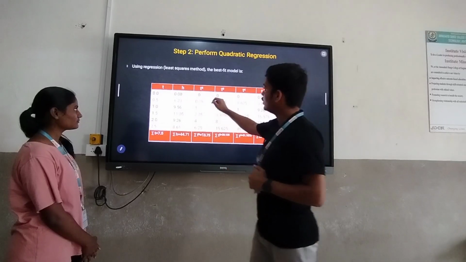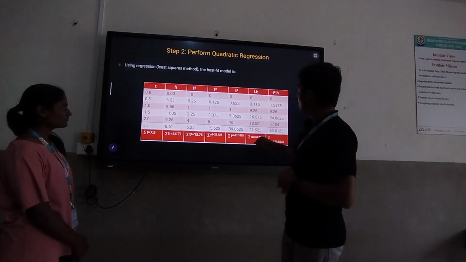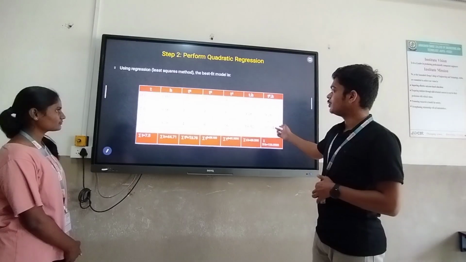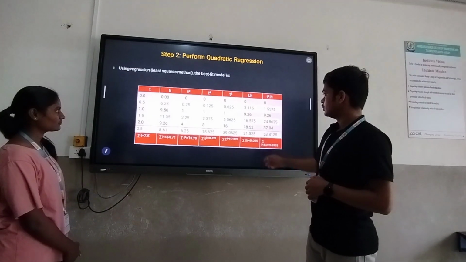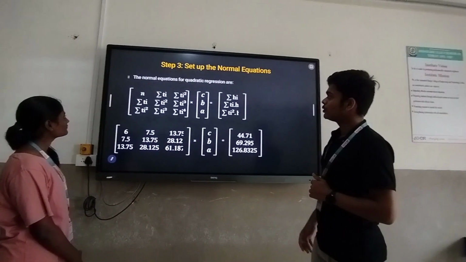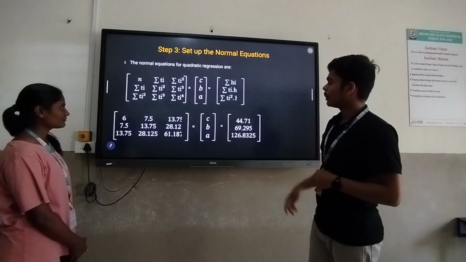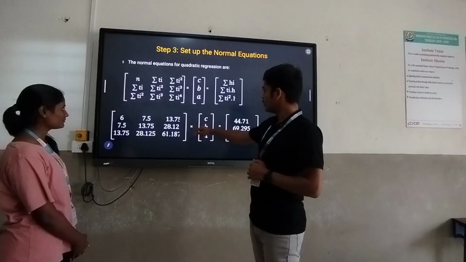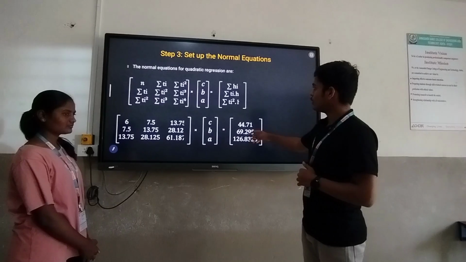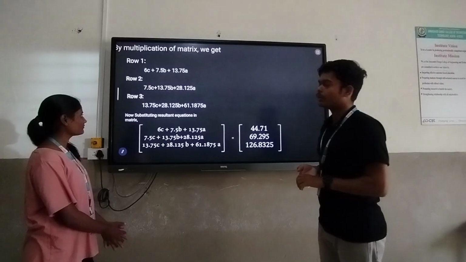This is the time and height, and this table has t square, meaning the square of time, its cube, its fourth power, the product of time and height, and the last is t square into h, the time square into height. Now substituting these values in a matrix and solving by the matrix method, we get this. To find the values of A, B and C, we equate this matrix, and after multiplication of matrices, we get the three equations.